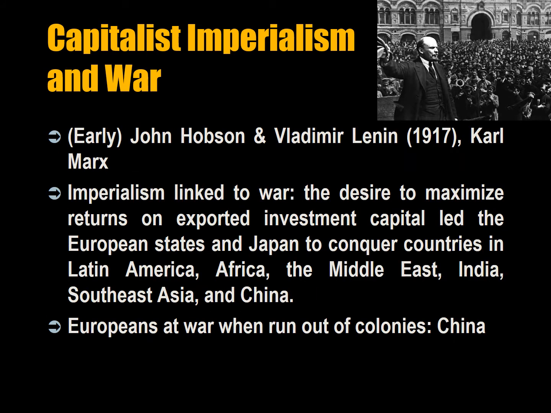For theorists like the early John Hobson, who later rejected his own book, and Vladimir Lenin in 1917, building upon Karl Marx's analysis, they linked imperialism to war. The desire to maximize returns on exported investment capital led the European states and Japan to conquer countries in Latin America, Africa, the Middle East, India, Southeast Asia, and China. Lenin therefore tried to explain the rise of European imperialism and hypothesized that the Europeans would cooperate dividing up the world until they ran out of colonies.